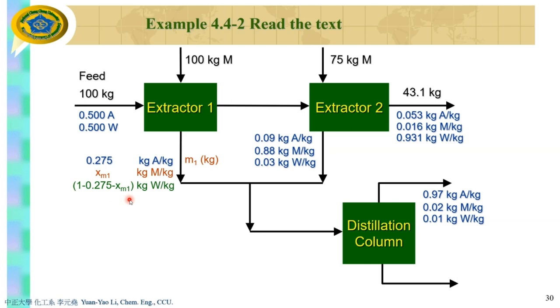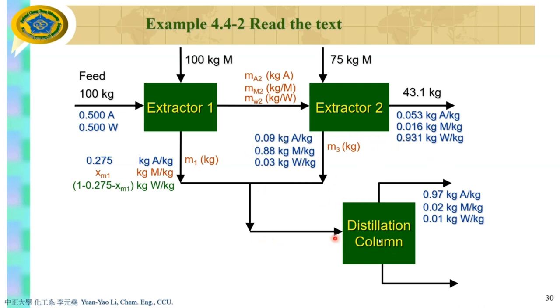Okay? Right, so we have all the information in this stream. How about this stream? Or how about this stream? This stream, because there's no fraction, let's use total amounts: the amount of acetone, the amount of MIBK, and the amount of water. And then we have four unknowns for this stream, and four for this stream, and how about this one? This is the total amount of M3. Okay? So you have all the information in this stream here.